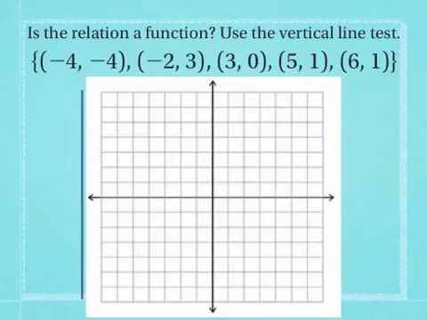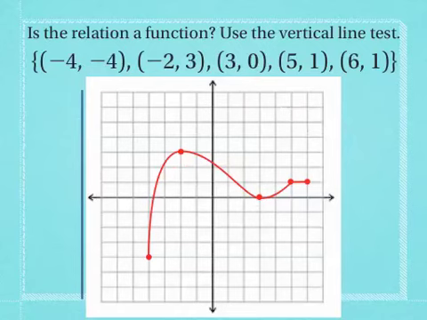The next example says, is the relation a function, and use the vertical line test. Before we can use the vertical line test, I need to plot my points and then connect them. So we're going to have (-4, -4), (-2, 3), (3, 0), (5, 1), and (6, 1). I need to connect these points, and then I'm going to take a vertical line.